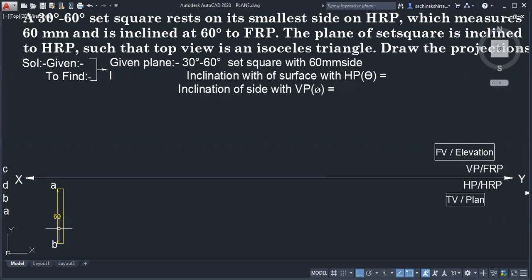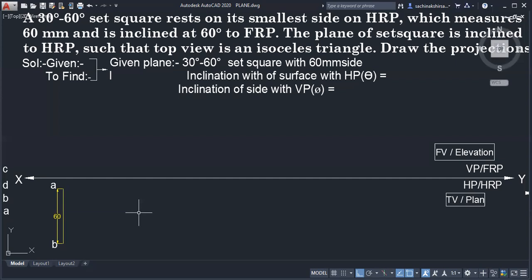So what will be the diagonal? This is the smallest side, which has 60 mm length. So what will be the length of the diagonal? Very basic. Do you know the relation in a 30, 60, 90 degree triangle? Yes, sir. The side in front of the 30 degree angle is half of the diagonal. And what is the relation of the side in front of 60 degree? Root 3 by 2 of the diagonal.